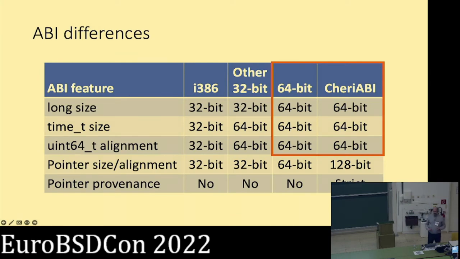First, there are some ABI similarities. In CHERI ABI, it is a 64-bit ABI, so longs and time_t's are the same, and also 64-bit types are strongly aligned, just like normal. However, pointer size is now 128 bits, and pointers are aligned to 128 bits. Also, pointer provenance is strict, which is this property that means you can only create a pointer from another pointer. You can't just write down a bunch of Fs and say, I want access to some kernel memory. You have to have derived that from somewhere else.